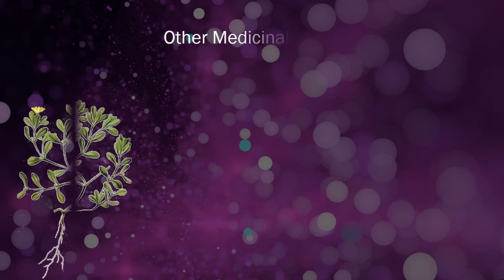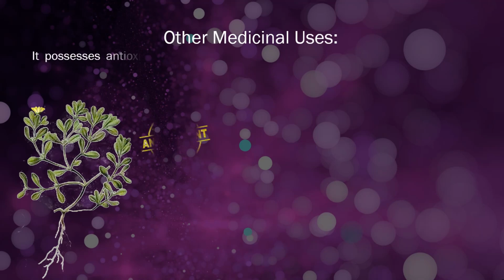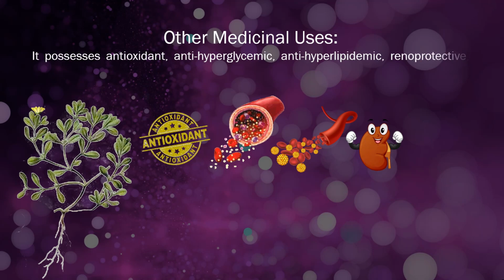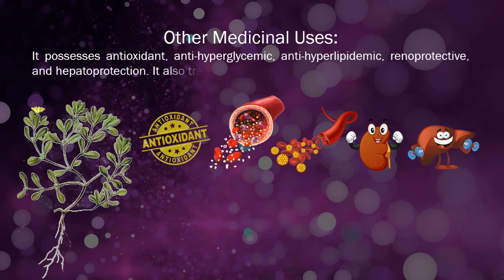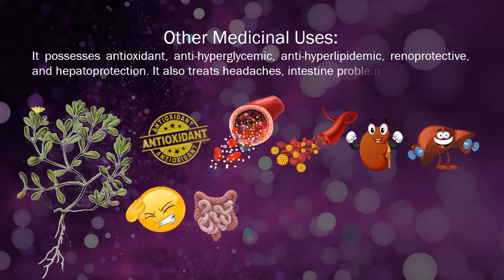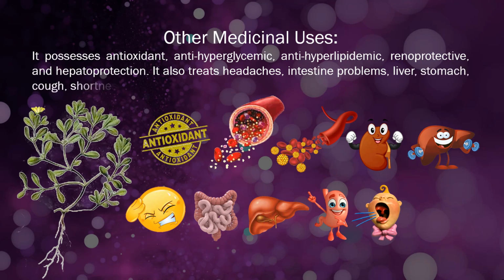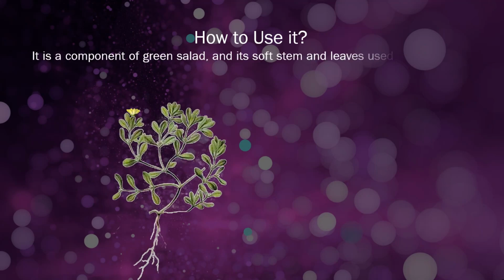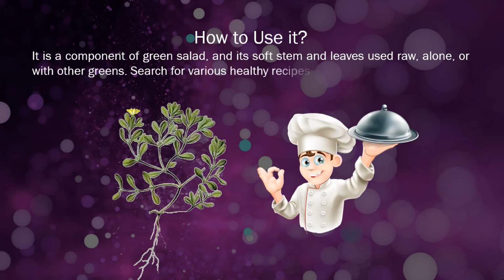Other medicinal uses. It possesses antioxidant, anti-hyperglycemic, anti-hyperlipidemic, renoprotective and hepatoprotective properties. It also treats headaches, intestinal problems, liver, stomach, cough, shortness of breath and arthritis. How to use it. It is a component of green salad and its soft stem and leaves are used raw, alone or with other greens. Search for various healthy recipes.